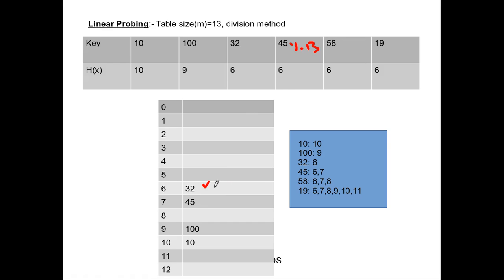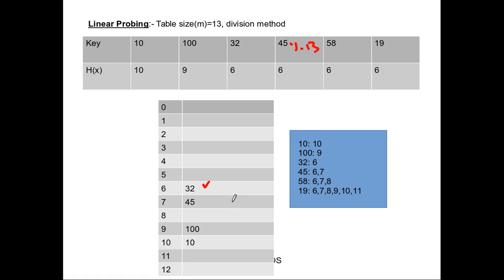Whenever we use linear probing to resolve a collision, we look for the next immediate free memory location, and if we have one, we store the new element. Here 45 is trying to get into index 6, but 32 is already there, so I look at the next immediate free memory location, which was 7. At 7, 45 gets stored.